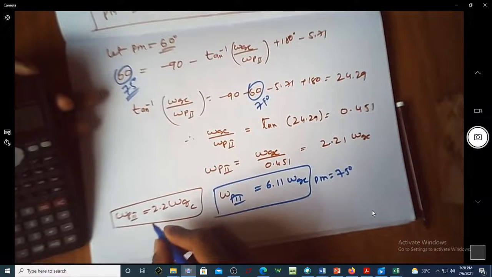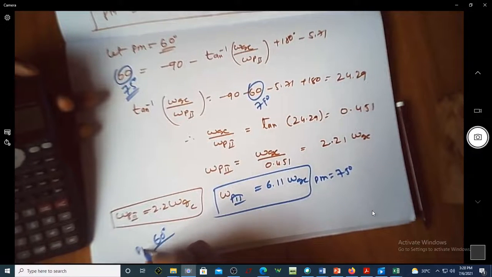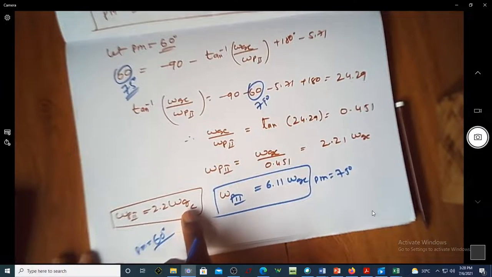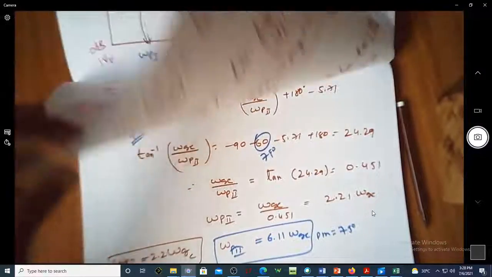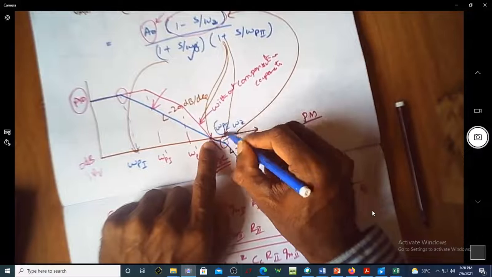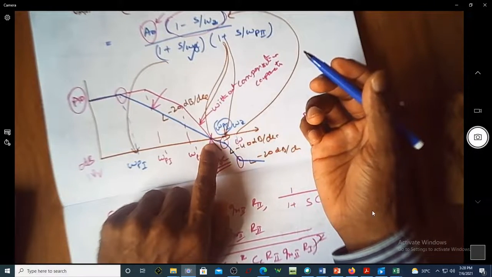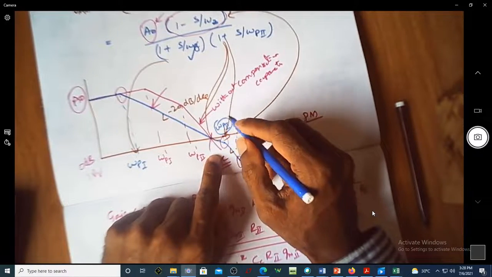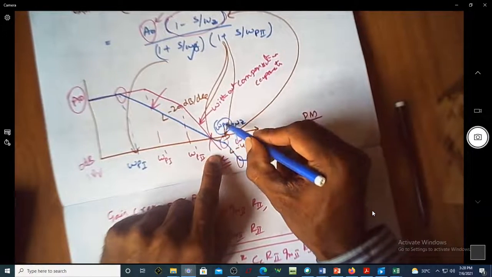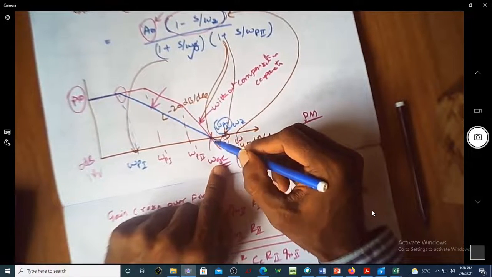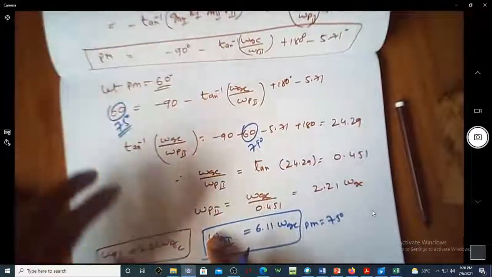If you want to have a phase margin of 60 degrees, then omega p2 should be located at 2.2 times omega gc. This is exactly what I mean to say here: this is omega gc. What should this be if you want to have a 60 degree phase margin? This should be at least 2.2 times omega gc. If you want to have 75 degree phase margin, then this should be at 6.1 times from this particular omega gc frequency. So that's the meaning of location of second pole.